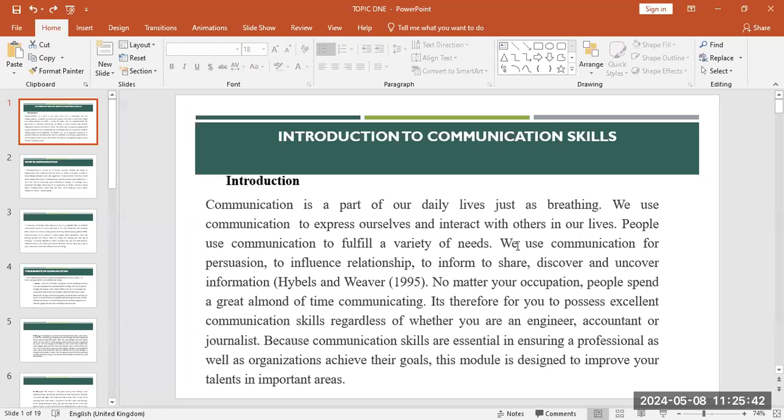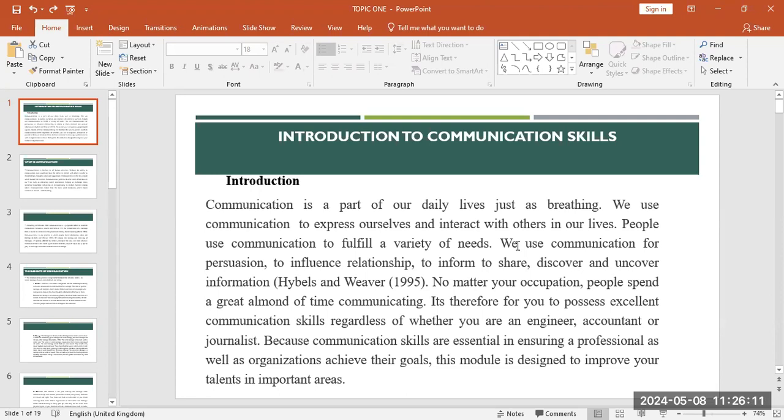For example, you cannot just say, today I am not going to breathe. Today I am mad about myself and therefore I'm not going to breathe. That one is not going to be possible, because saying that you're not going to breathe is just like saying, I'm killing myself. Communication is something that is part of our daily lives, and it's just like breathing.